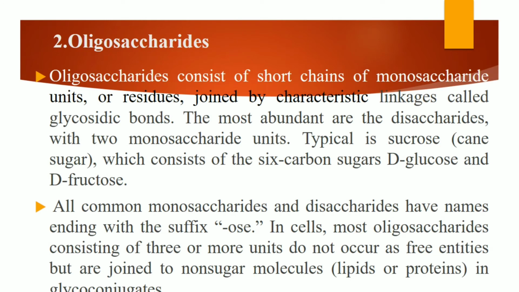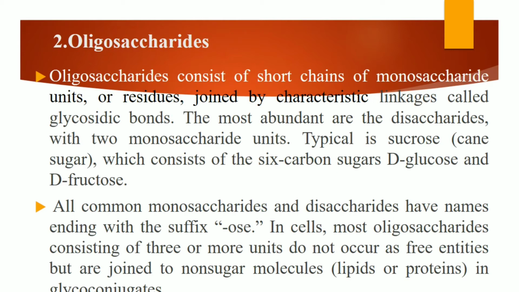Now let's talk about oligosaccharides. Oligosaccharides consist of short chains of monosaccharide units or residues joined by characteristic linkages called glycosidic bonds. The most abundant are the disaccharides with 2 monosaccharide units. Typical is sucrose, cane sugar, which consists of the 6 carbon sugars D-glucose and D-fructose. So basically in oligosaccharides, monosaccharides are linked with each other through glycosidic bonds. And the best example of an oligosaccharide is a disaccharide, which is sucrose.